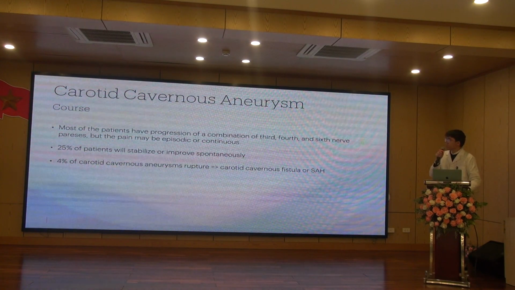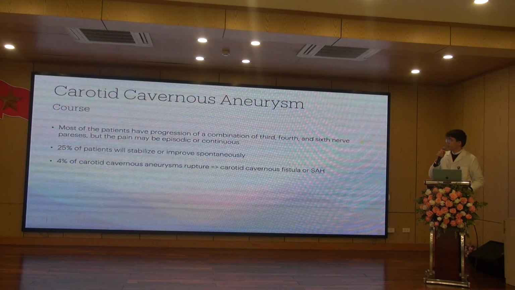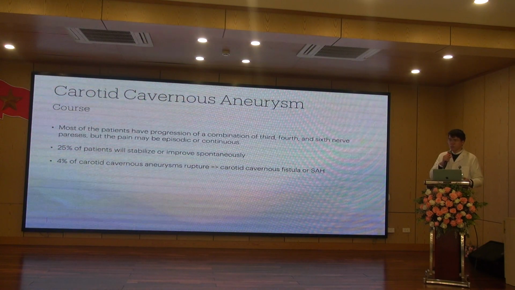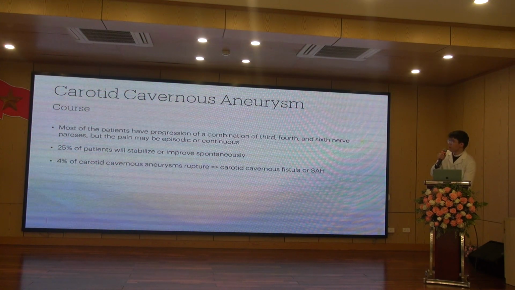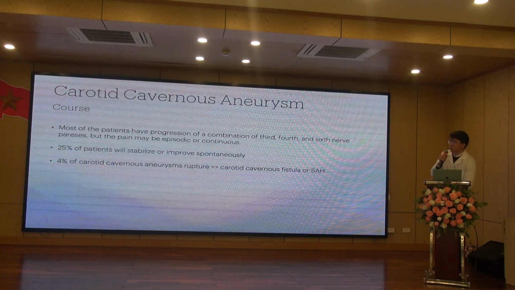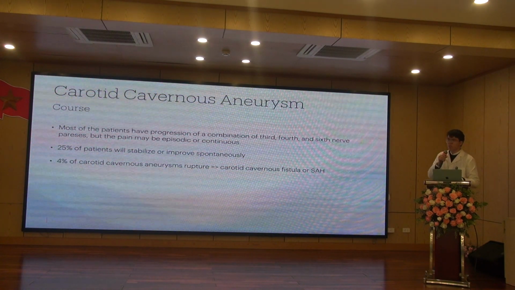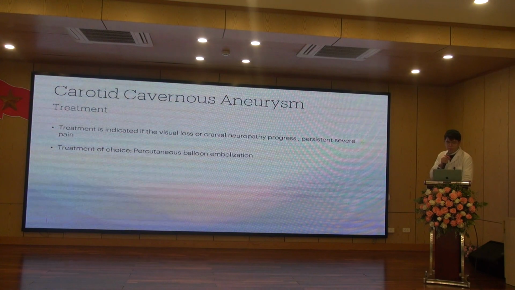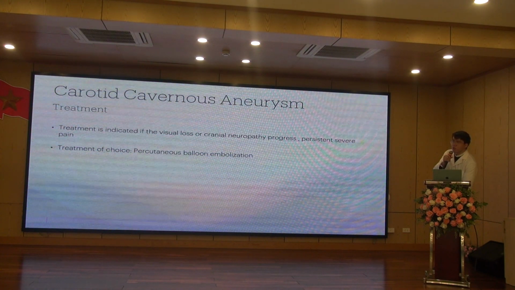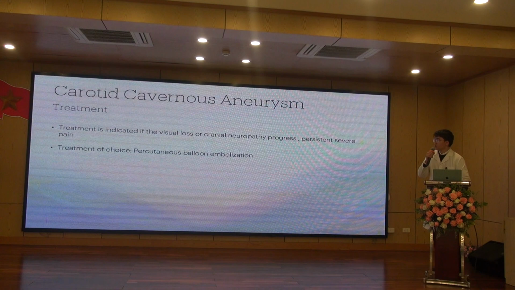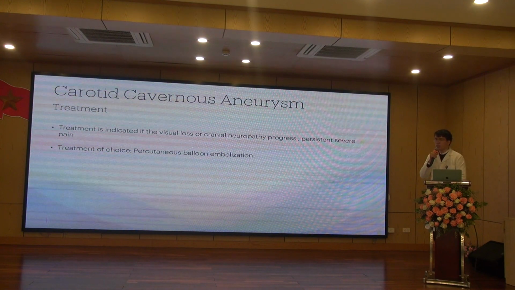About the course, most of the patients have a progression of a combination of third, fourth, or sixth nerve paralysis, but the pain is absent or continuous. 25% of patients will resolve spontaneously, and only 4% will rupture and can cause a carotid cavernous fistula or subarachnoid hemorrhage. Treatment is indicated if visual loss and cranial neuropathy persist, or sometimes persistent ocular pain is also an indication. Treatment of choice is endovascular intervention.